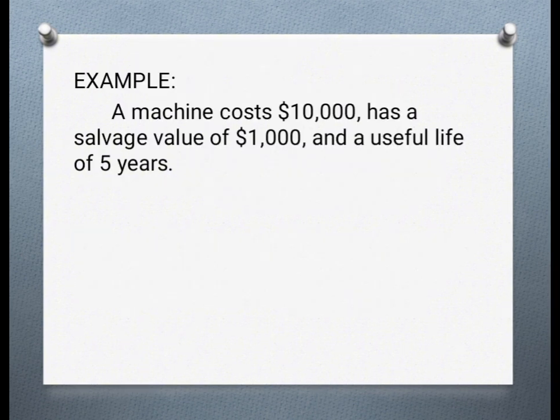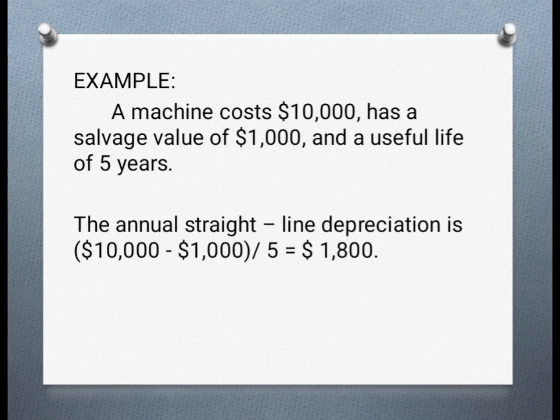So the example of this is a machine that costs $10,000, has a salvage value of $1,000 and a useful life of 5 years. The annual straight line depreciation is $10,000 minus $1,000 divided by 5, which is equal to 1,800. So you can try to calculate it in your scientific calculator to double check if the answer is correct.